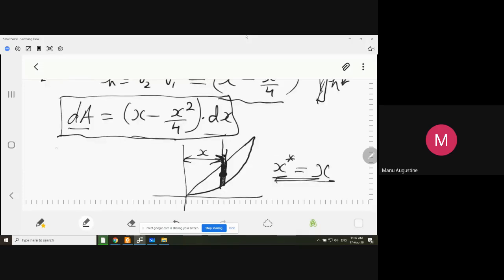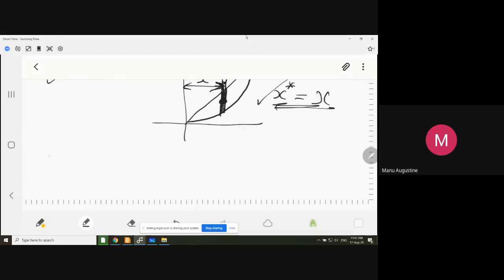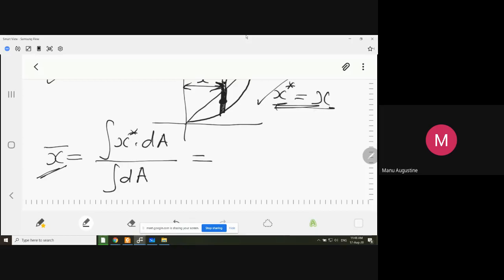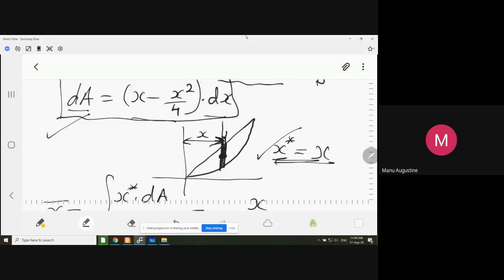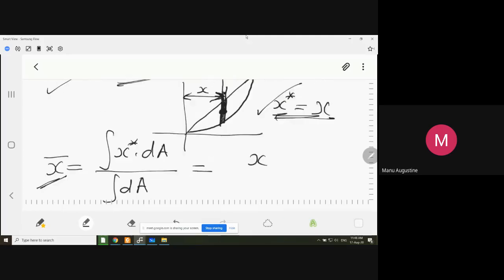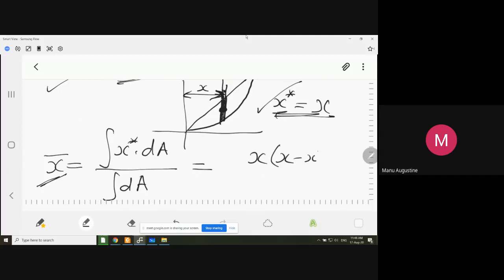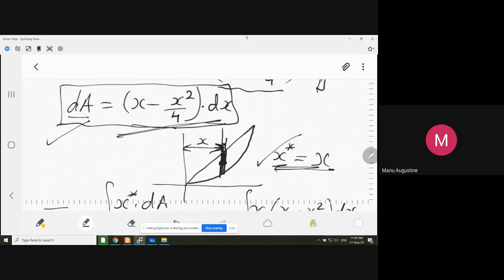So now you have dA and you have x star. And now we are ready to apply this formula. This formula says integrate x star into dA divided by integral of dA will give you the value of x bar. So let us apply this. X star is x, dA is this, x minus x square by 4, whole divided by integral of dA. So dA is this, we repeat here.